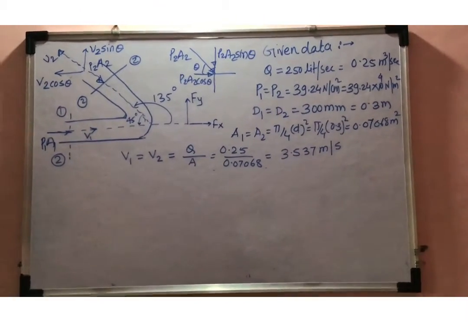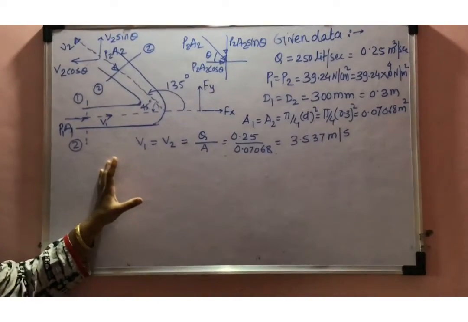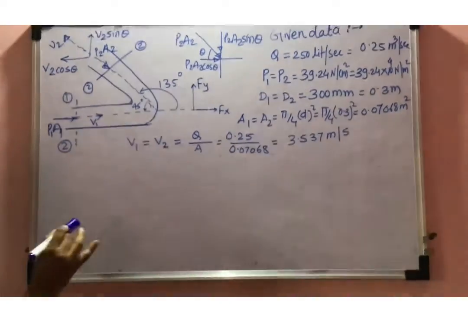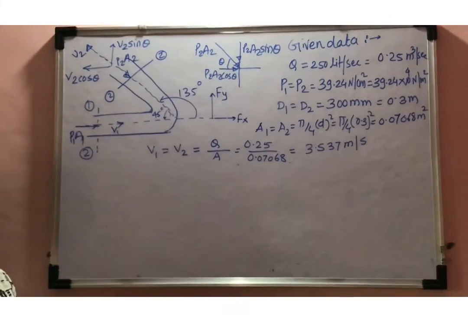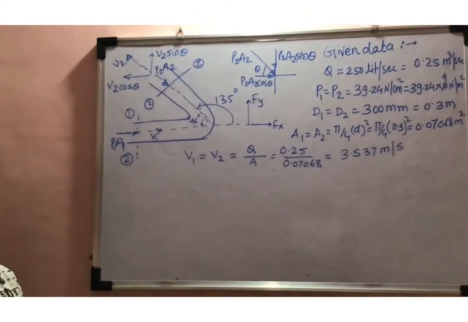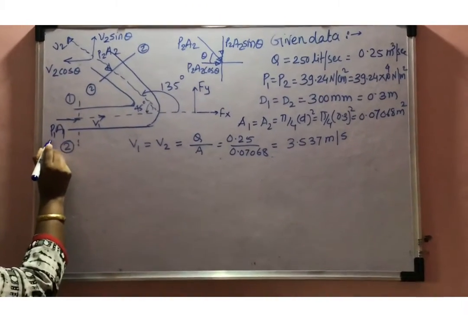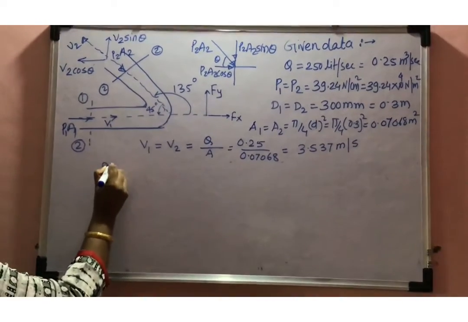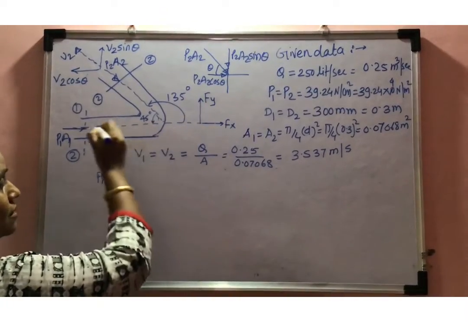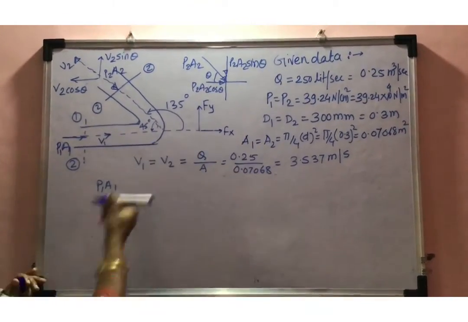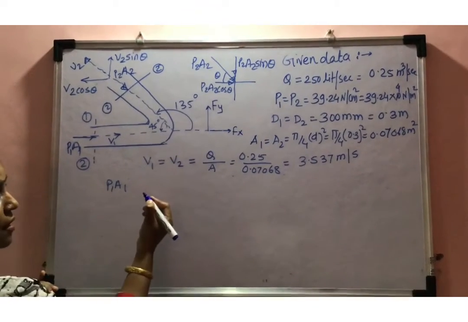Now the next step is to find out the force exerted along the x direction. According to the impulse momentum equation, what is the impulse momentum equation? Net force acting along the x direction is equal to the rate of change of momentum. So now I am going to consider the net forces acting along the x direction. This is the first force, that is P1A1. Then the second force: flow is in this direction, so the reaction will be in the opposite direction, so this becomes minus Fx.